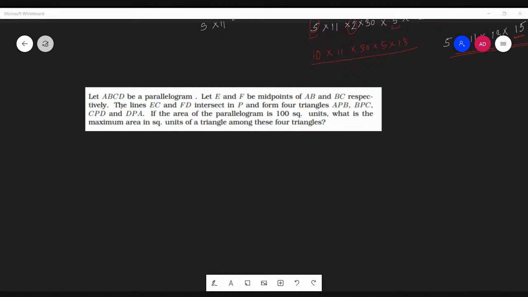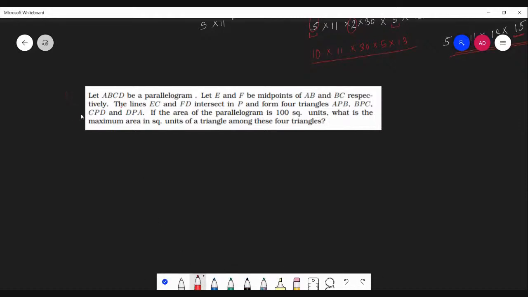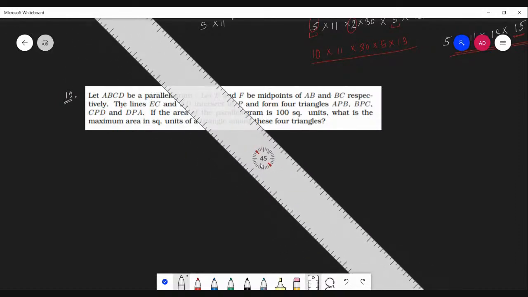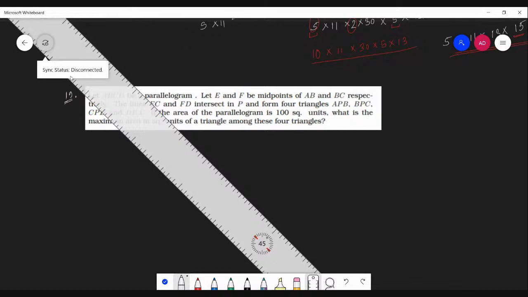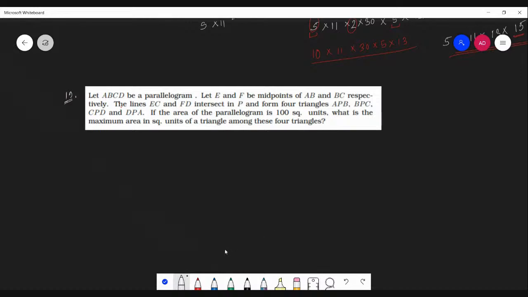Problem number 14. That was problem number 14. So now we are looking at problem number 19. It's problem number 19 in the IOQM paper. Okay, so let's try to draw this. I don't know how to draw using it. Let ABCD be a parallelogram.